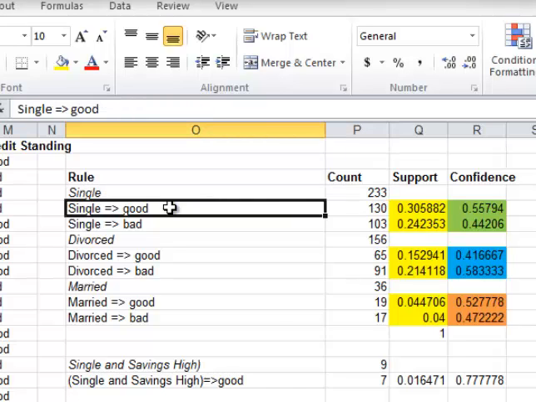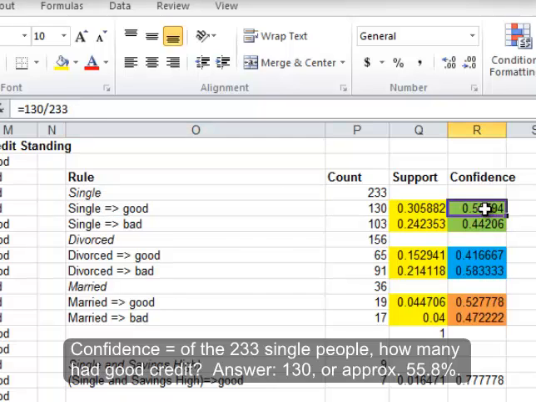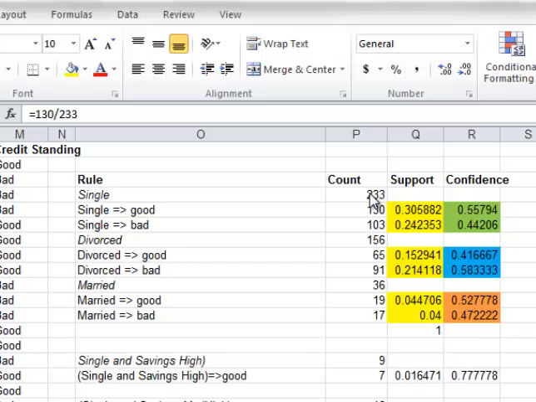The next thing I want to calculate is, of the individuals with a marital status of single, how many of them have good credit? Well, that's my confidence. Put simply, confidence tells us of the 233 people in our data set with a marital status of single, 130 of them had a marital status of single and also had a credit standing of good. So about 55.8% of the 233 single people ended up also having good credit.